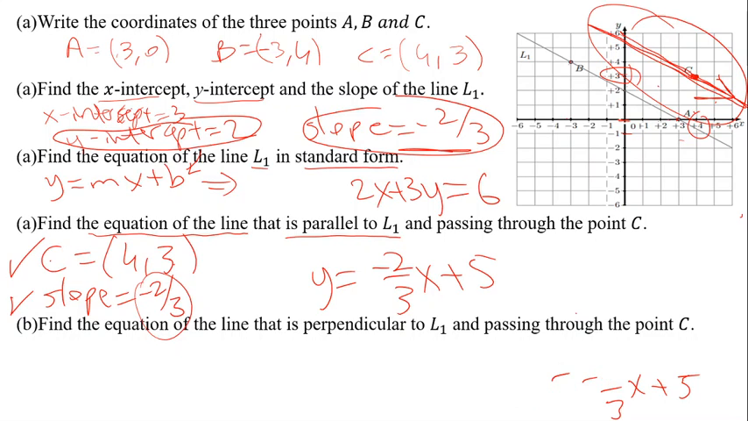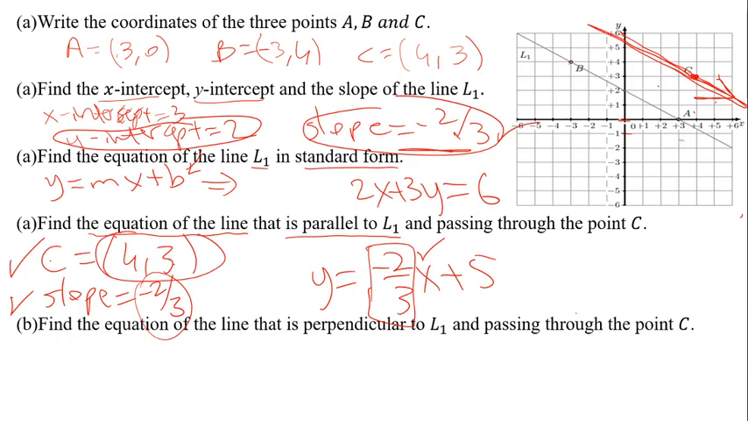Okay, if you want to check if it is true or not, you can look at the slope. Yes, slope is same as this one there, so they're parallel. And you can plug the point in the equation and see. When x is equal to 4, minus 2 over 3 times 4, plus 5, is equal to 3. Is it true?